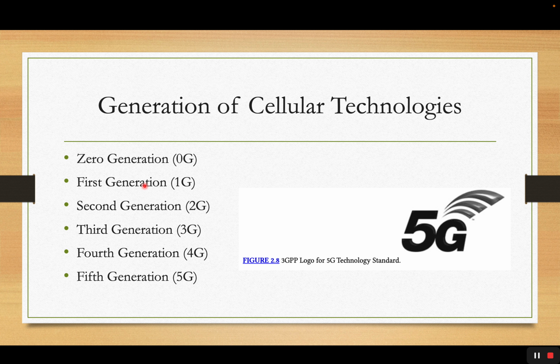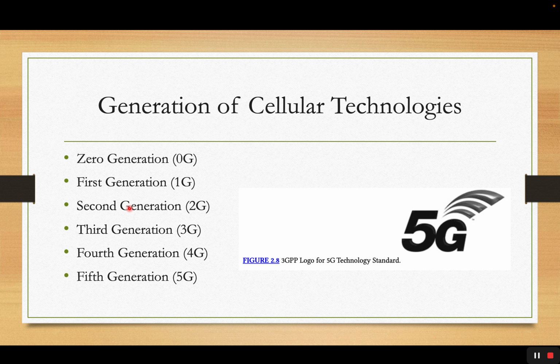Now, as for the first generation, this was analog signal technology. It was used by AMPS in the US. In the first generation network, the voice signals were modulated and transmitted in analog form. However, 1G did not support data or text services.